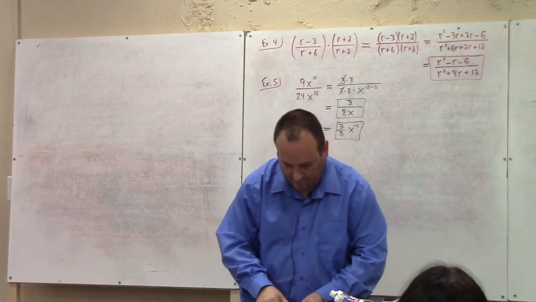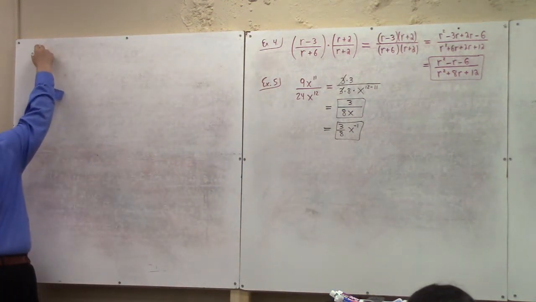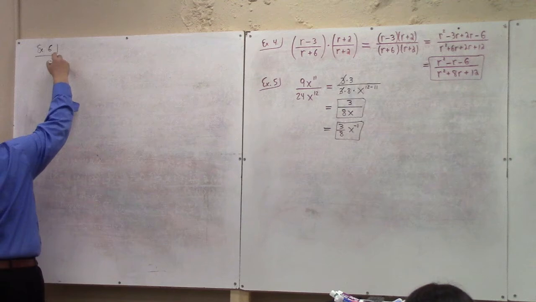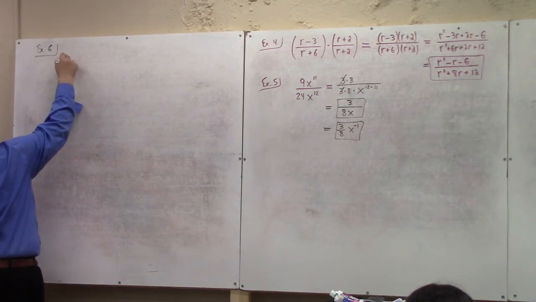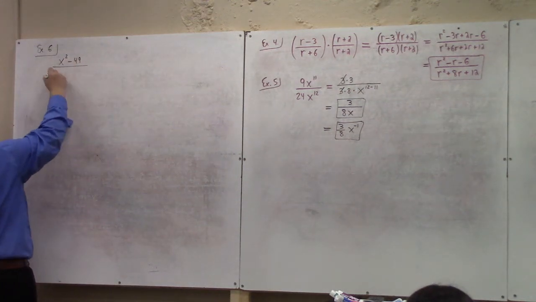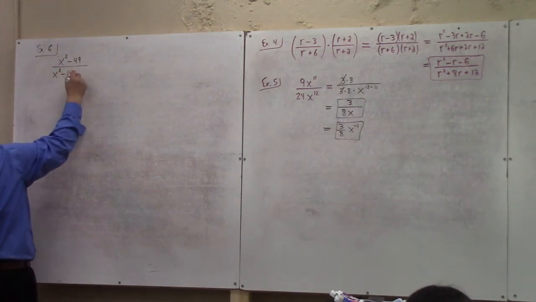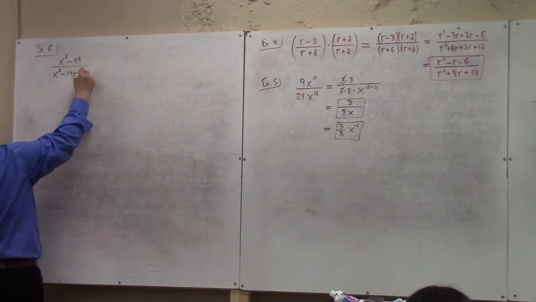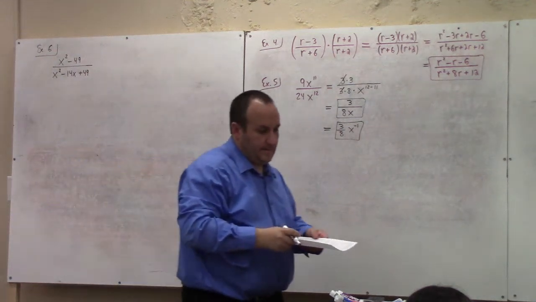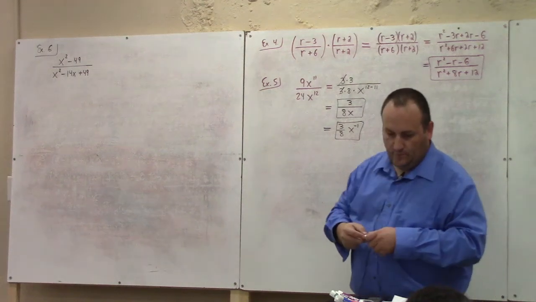Exercise 6. So here we have x squared minus 49 divided by x squared minus 14x plus 49. And we're asked to simplify. What should we do?